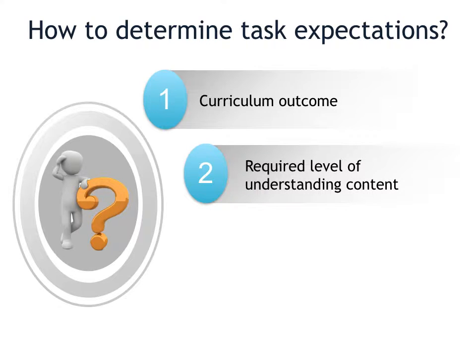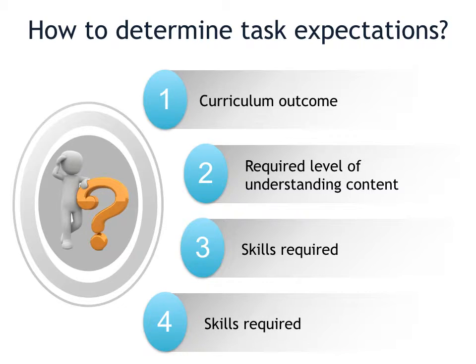The second is what is the required level of understanding of the content? So once the learners have got the content, how much do they need to understand it? What are the skills required for a particular subject? And then, of course, looking at the overall critical and developmental outcomes. So again, those are skills. What are the overall skills you want the learners to be able to do and have?